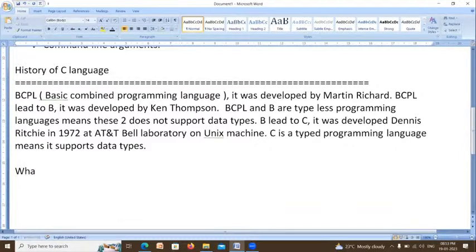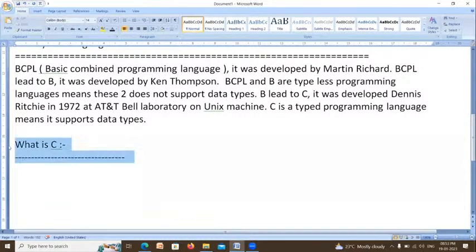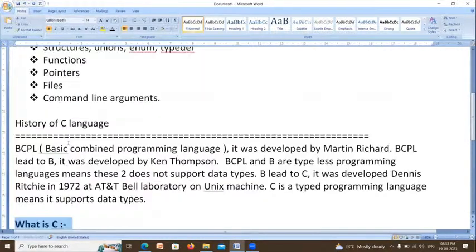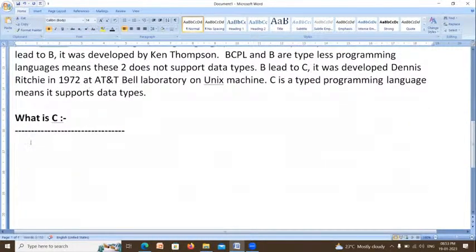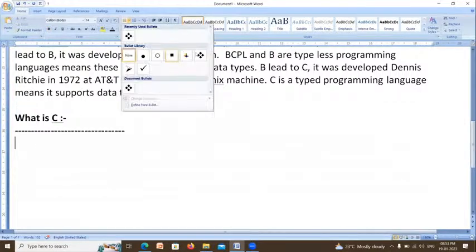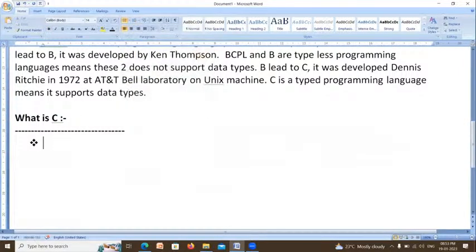Now, the next question is, what is C? What is the meaning of C? Actually, C is called a high-level programming language. But C supports the features of low level also. So C is a middle-level programming language. C is called a high-level as well as a middle-level programming language.